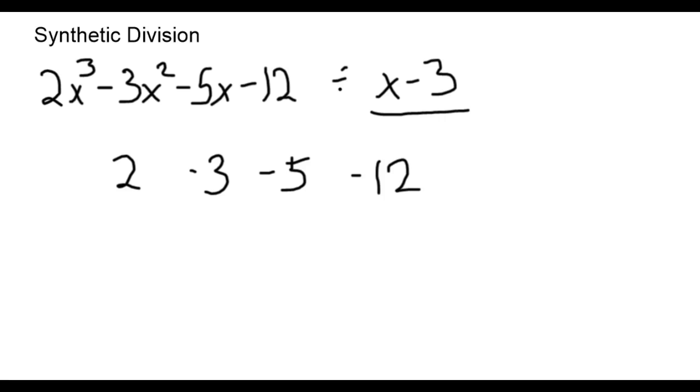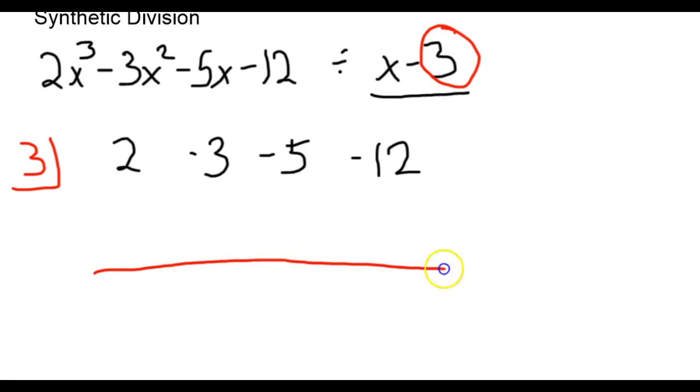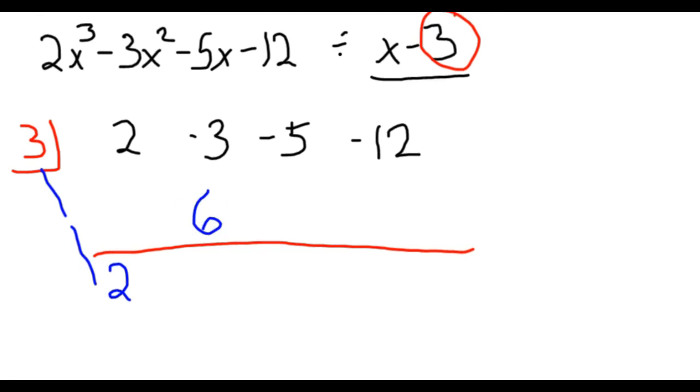And then we're going to take our value of 3. It is x minus whatever that value is. In this case, it'll be a value of 3. And we're going to write that out in front. So, step 1, we take our first coefficient of 2, and we're going to drop that down. Bring that straight down. Now we're going to take our 3 and multiply it by 2. 3 times 2 gives us 6. Now we're going to add these numbers vertically.